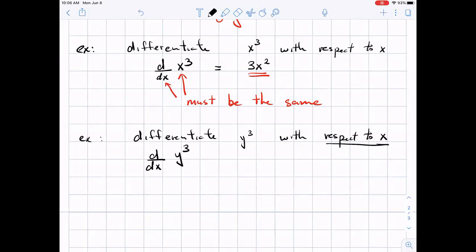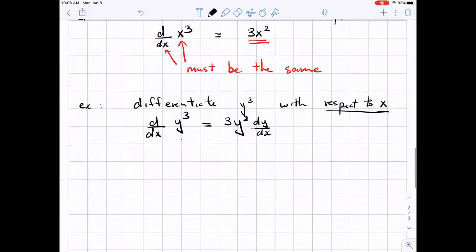Now we have to use the differentiation rule. So remember, the rule is that the power comes out to the front, so that becomes 3y, and we subtract 1 from the power, which becomes a 2. But because we're taking it with respect to x, and this is not a function of x, we have to say dy dx. So how do we know we have to do this? If you notice here, these variables are not the same.